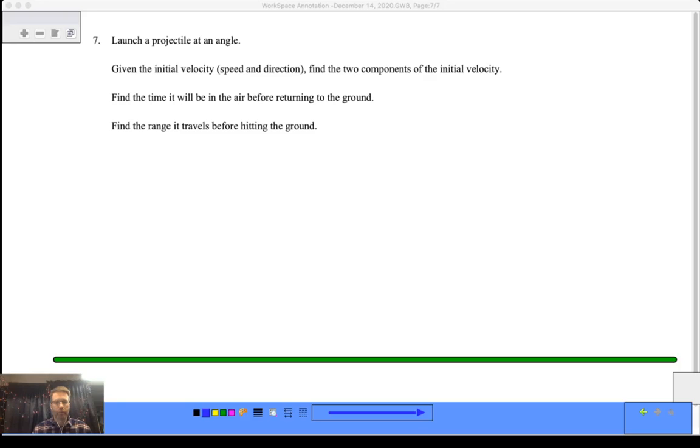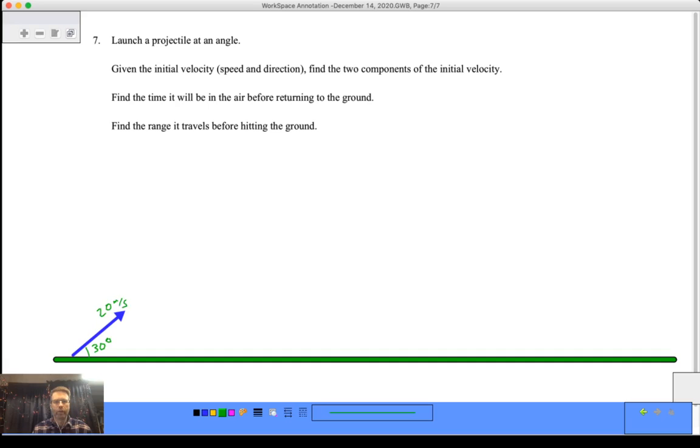Okay, here we have ourselves problem 7 from the VFPM practice. This is called launch a projectile at an angle. These get ugly, but we'll see what we can do. So let's pick an initial angle of 30 degrees for a nice number. And let's pick a nice convenient initial launch speed like 20 meters per second.